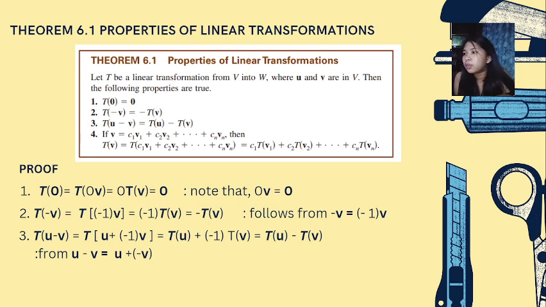So, if T is a linear transformation, then T of 0 is equal to 0. How is that? We can see on the screen the solution and how we derive that the property is true. We have that the linear transformation T of 0 vector is equal to T of 0 times vector v, which is equal to 0 times T of vector v, which is equal to 0, noting that 0 times vector v is equal to the zero vector.